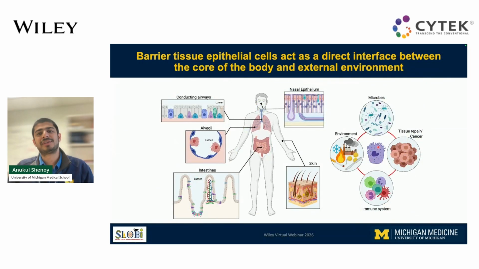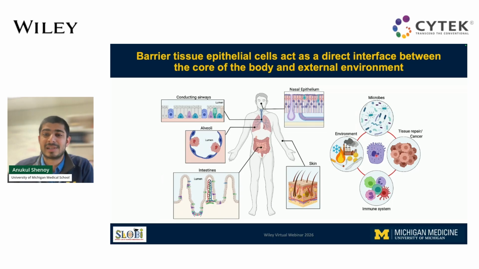So we have been very interested in understanding the epithelial cells and their biology in different barrier tissues like the conducting airways, the alveoli, the intestine, the skin, the nasal epithelium. You think of any barrier tissue, the first cell type you think of as acting as a direct interface between the core of the body and the external environment is our epithelial cells. From the perspective of an epithelial cell, it is constantly being exposed to a bunch of different environmental insults. These include different types of microbes, some of which are commensals, many of which are opportunistic pathogens, different types of environmental insults like smoke, cold air, like right now in Michigan, different types of pollen particulates.